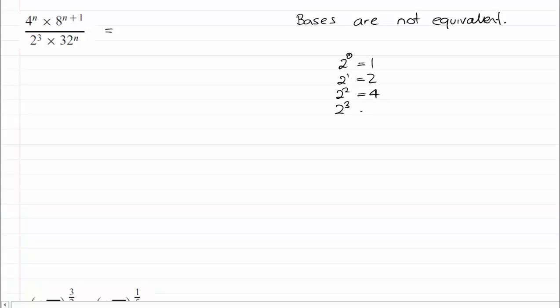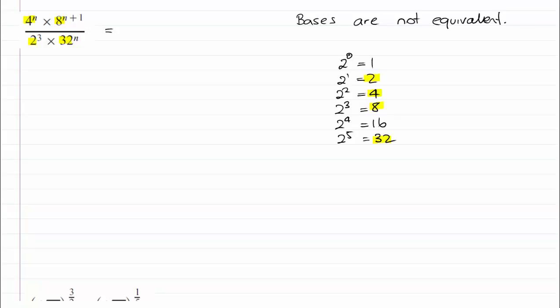2 to the power of 3 is 8. 2 to the power of 4 is 16. And 2 to the power of 5 is 32. Now I could keep on going, but I recognise now that I've got 32, 2, 4 and 8. So those numbers are all actually powers of 2.